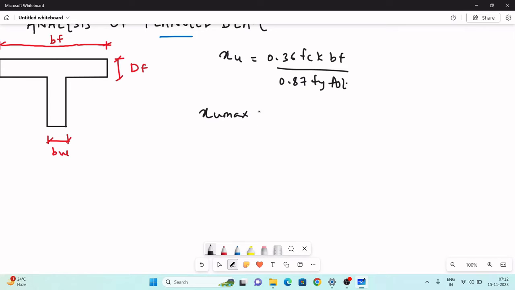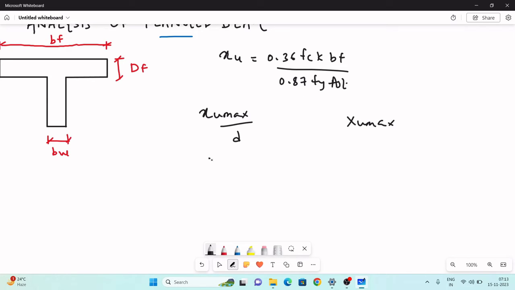the limiting depth of neutral axis. The XU max formula depends on the grade of steel. We have different formulas of XU max by D depending upon the grades of steel. For Fe250 it is 0.53, for Fe415 it is 0.48, and for Fe500 it is 0.46. Okay, it will be given in the problem which grade of steel you have to use. And small d, if small d is not given, you can find small d, that is the effective depth of the beam, from the overall depth, just knowing the diameter of the bar. Okay, so you will be able to find XU max.